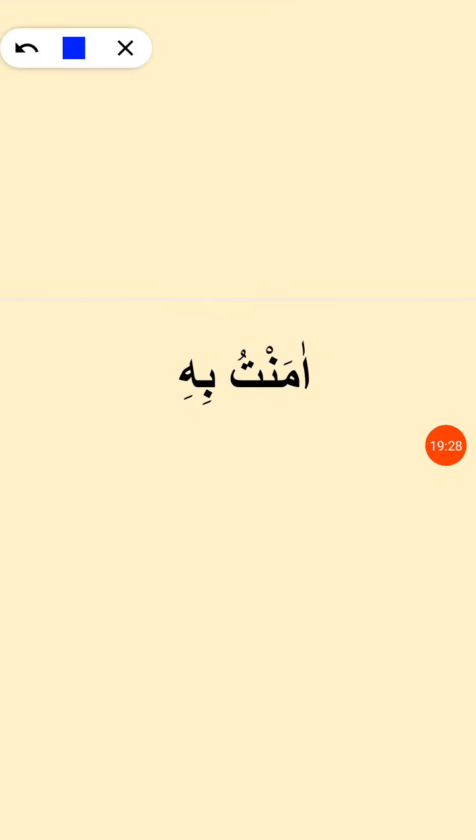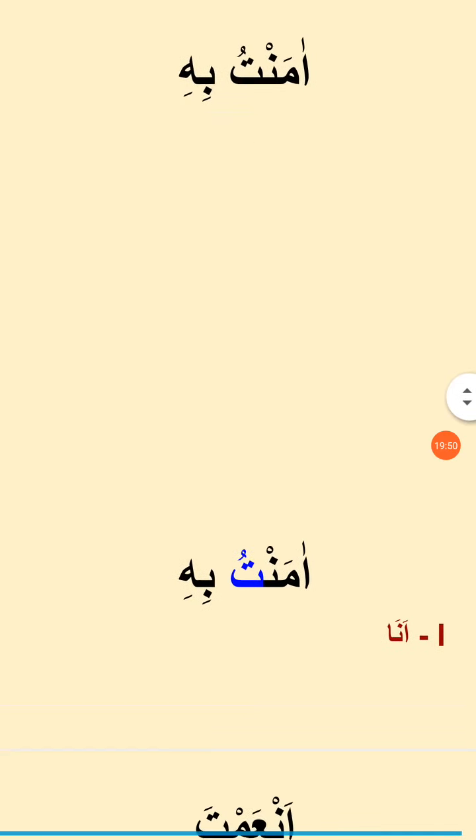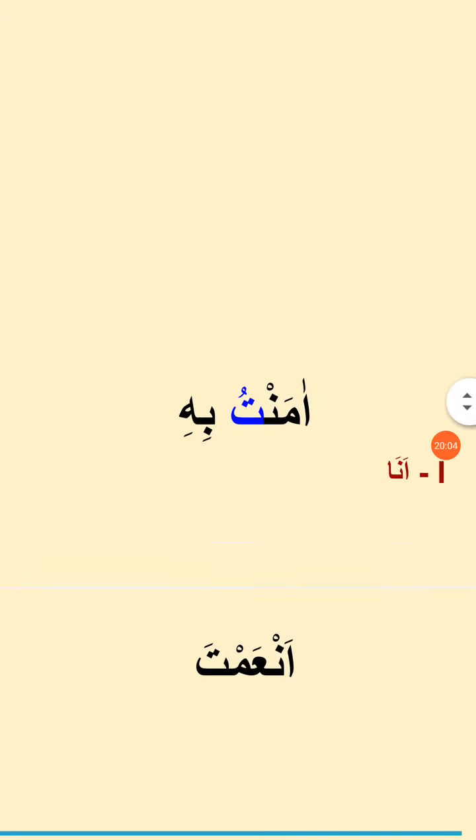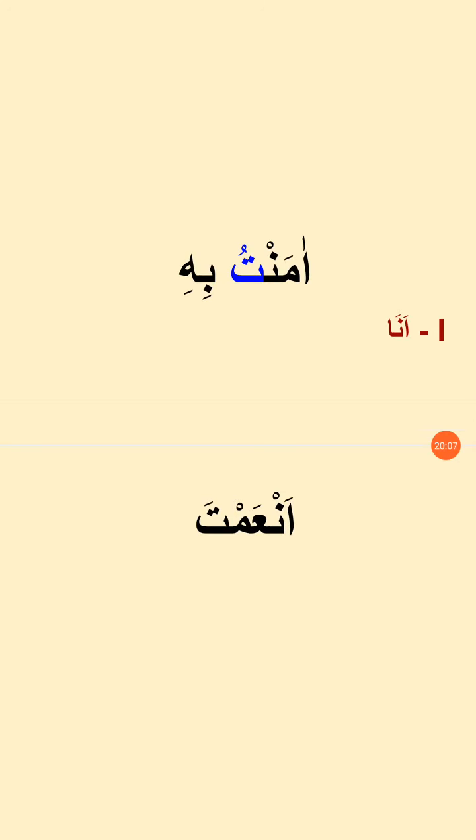All right, so our first example is amantu bihi. Forget bihi, this is a jar majroor fragment, as I hope you know by now. This is the new thing that we just did. So we have amantu. Do you recognize this tu over here? What does this tu tell you? Who is the doer? Who is the fa'il? I hope that you said ana, because tu tells you that it's ana. Tu means I. Amantu, I have believed. Ana, amantu.